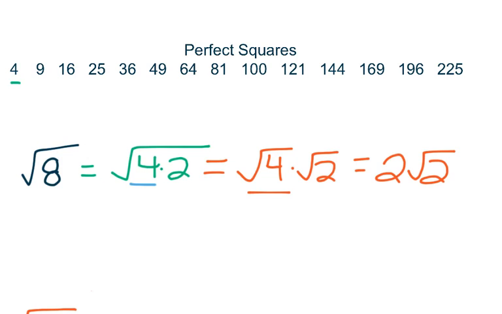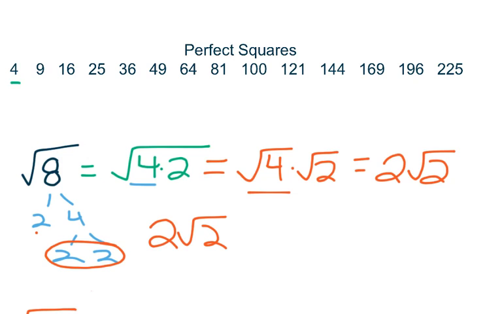Now you can also do the factor tree if you like that method better, which you'd say 8 is 2 times 4, 4 is 2 times 2, and you circle a pair of factors that are the same. So that number comes out front, and whatever number did not get circled, which is this remaining 2, stays underneath the root. If you circle the pair, you should end up with the same number as the first method of finding the largest perfect square as a factor.